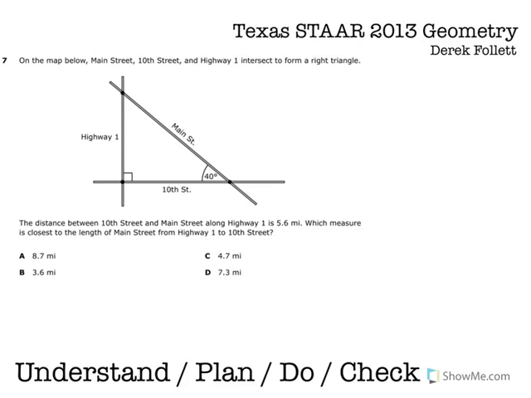Okay, let me take the time to understand the problem. I see I've got a map and it's a right triangle. Also notice that they give me this angle of 40 degrees right there. The confusing part is right here, so let me just break that down. It says the distance between 10th Street and Main Street along Highway 1. So let's go along Highway 1 from 10th Street to Main Street. So that's this side.